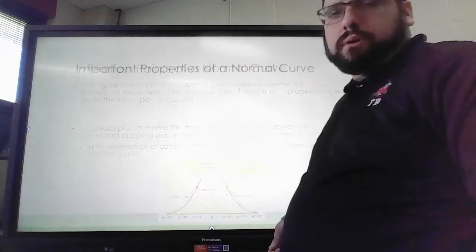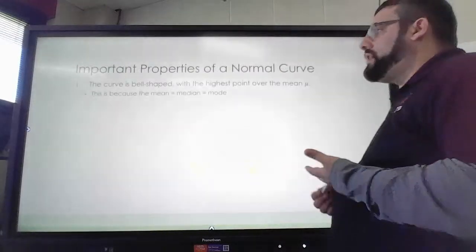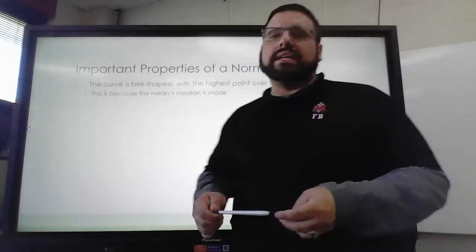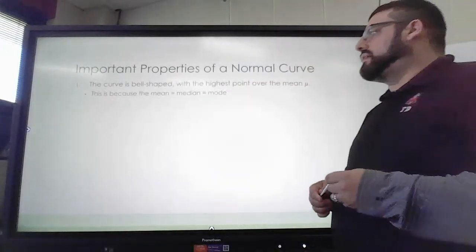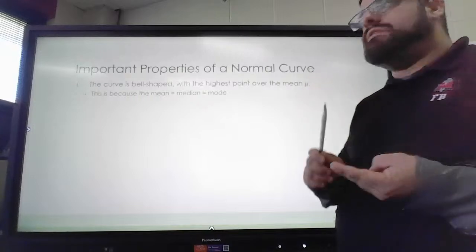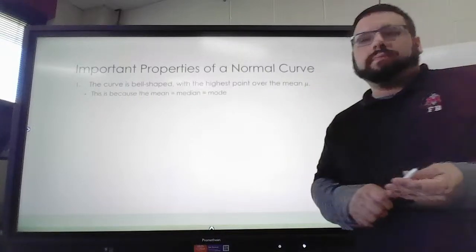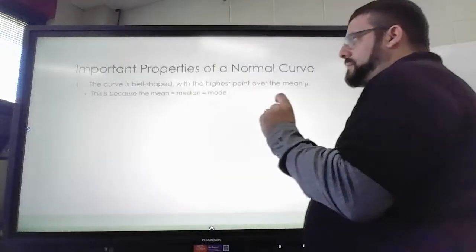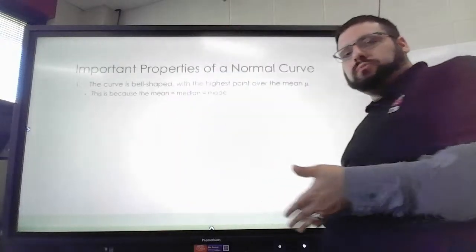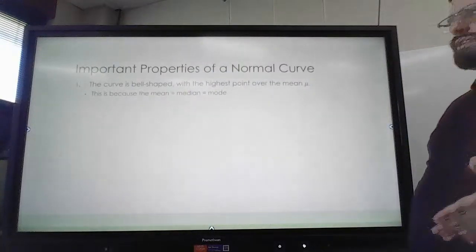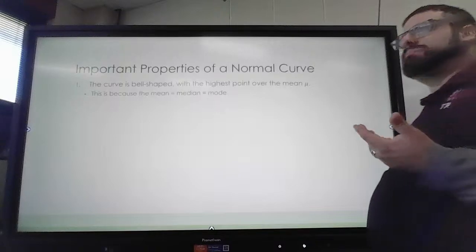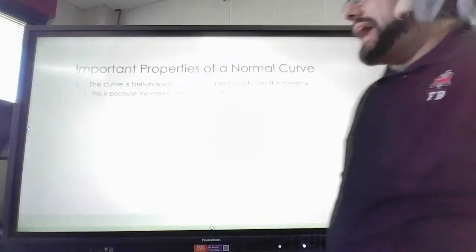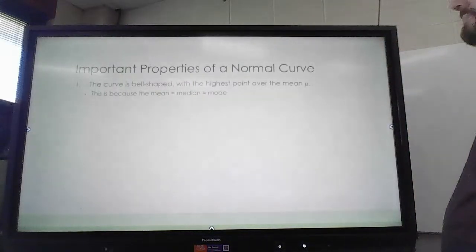Now, here are some important properties of a normal curve that you should know. The curve is always going to be bell-shaped with the highest point over the average. Now, why is that? This is one of those cases where the average, the median, and the mode are the same. The mean represents the average of the data. It also represents the median, which is why it's right smack dab in the middle of the curve. And it's also the number that appears most often, which is why the curve is so high at the mean.